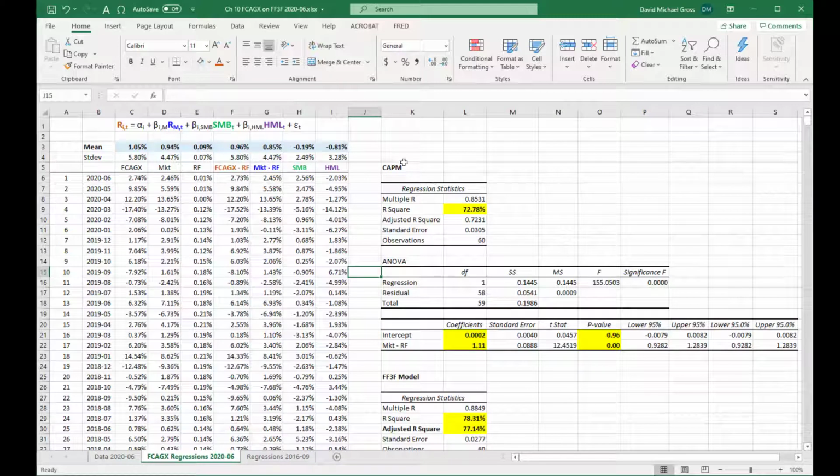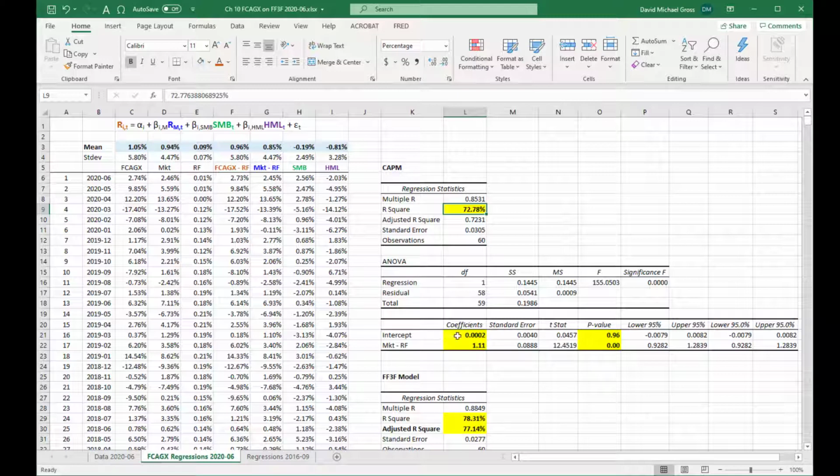So let's look at the CAPM regression. And the CAPM regression is just the regression against the market. And the first thing I'm going to look at is the R squared, which is 72.78%. And this tells me that 72% of the variation of this mutual fund's return is explained by variation in the market return. The next thing I want to look at is the intercept, the alpha, and that's this value right here. This is what I've estimated, the alpha.